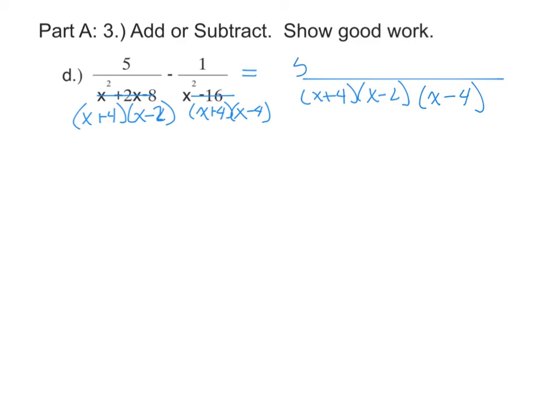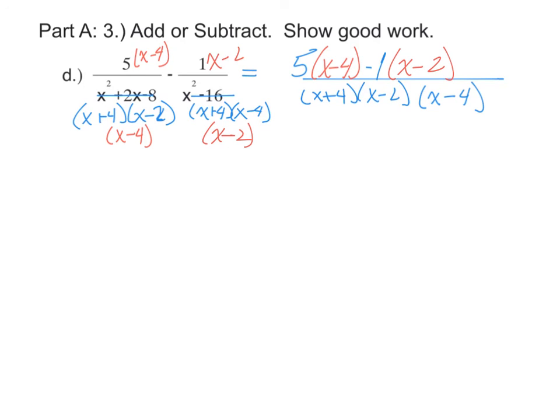Going back to the numerators now, for this 5, its fraction has x plus 4 and x minus 2. What's missing is this x minus 4. So I'm going to multiply numerator and denominator by x minus 4, which means this 5 is going to get multiplied by x minus 4. And we'll move on to the minus 1. Its denominator has x plus 4, x minus 4. The only one that's missing is this x minus 2. So I'll go ahead and multiply numerator and denominator by x minus 2. And now we'll have common denominators, so this 1 has to be multiplied by x minus 2.